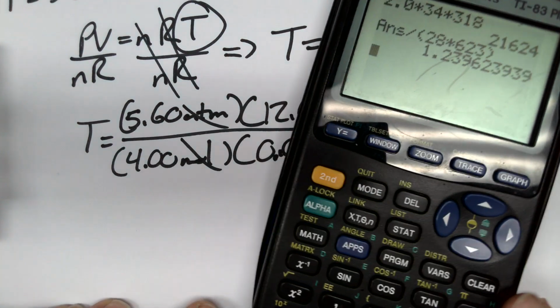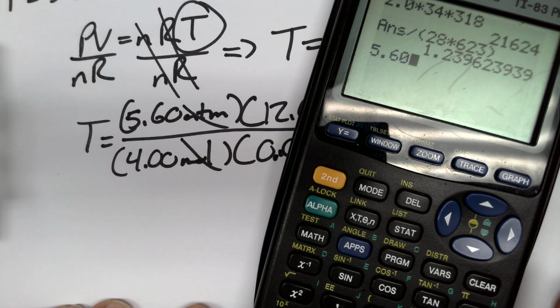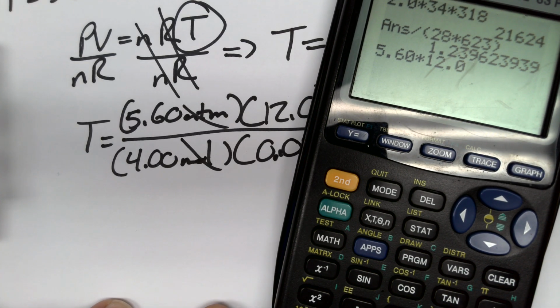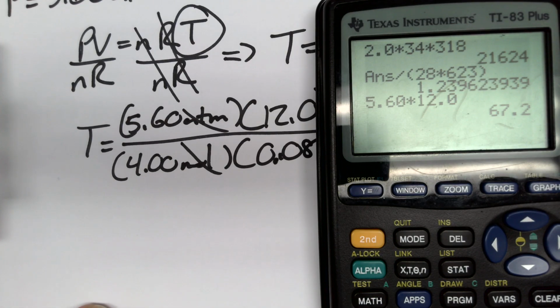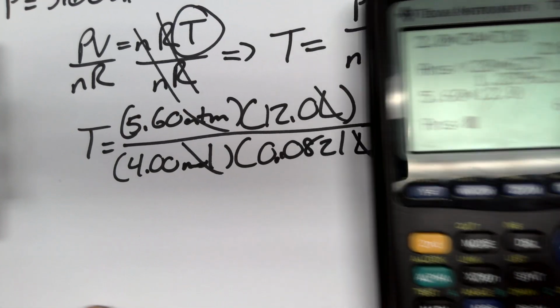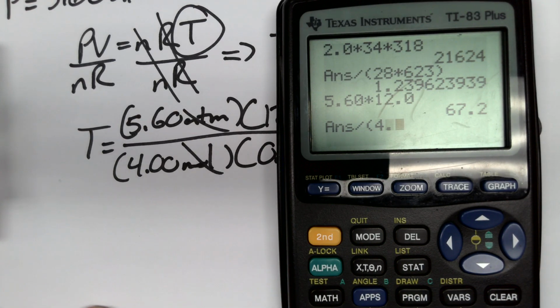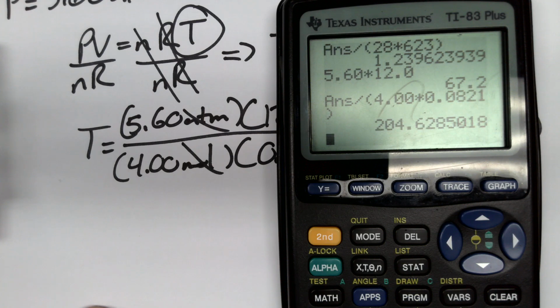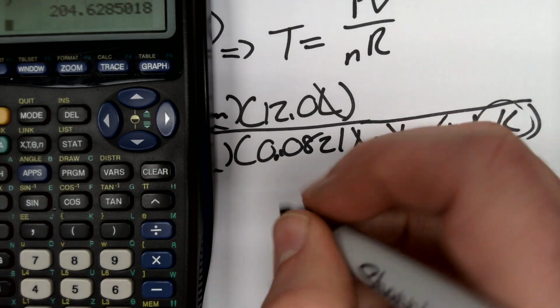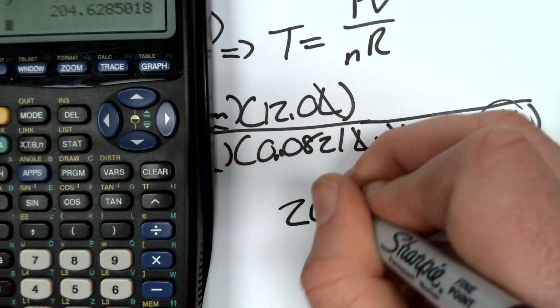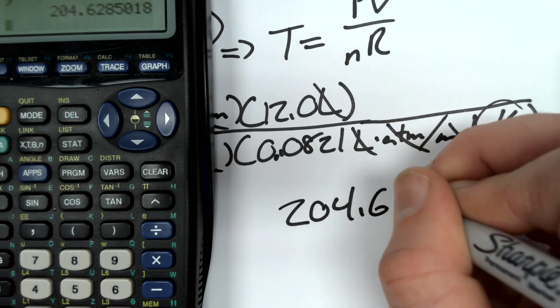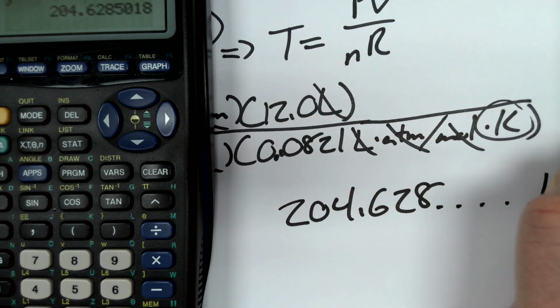If I take my handy dandy calculator again, 5.60 times 12.0, enter. That's my numerators multiplied together. I hit the divide button. Now I'll put everything in parentheses and multiply them together. 4.00 times 0.0821. Close my parentheses. I hit enter. 204.628 and so on, Kelvin.